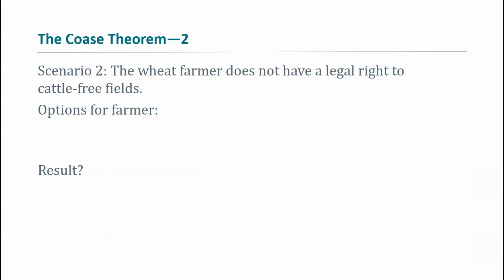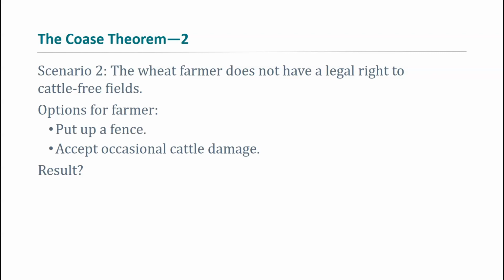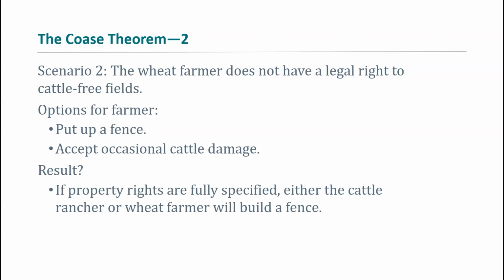Scenario two. Now we provide the property right to the cattle owner. The wheat farmer does not have a legal right to cattle-free fields. The cattle owner has a right to have his cows, and cows eat wheat. That's just a side effect of living next to cows. Your wheat may get damaged by the cows. So the cattle rancher now has the right to the property, the right to own cows, whatever the cows may do. So what is the wheat farmer going to do? Either put up a fence or accept the cattle damage. Most likely they'll put up a fence unless the cows aren't really doing much damage, right? The result is that if the property rights are fully specified, somebody's going to build a fence.